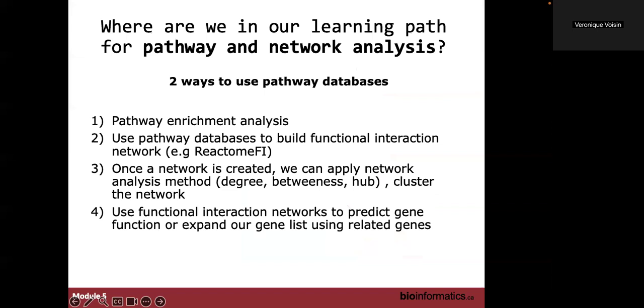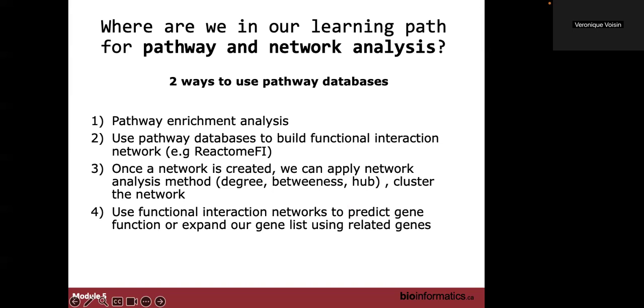So where are we in our learning path for pathway and network analysis? During this workshop, we see two ways to use pathway databases. The first one is to use pathway databases in pathway enrichment analysis. But we can also use these pathway databases to build functional interaction networks, where genes would be the nodes and they are linked together if they are functionally related. Once the network is created, and this network can be quite large, we can apply network analysis methods to unbiasedly analyze the network. For example, we can cluster this network into some modules.